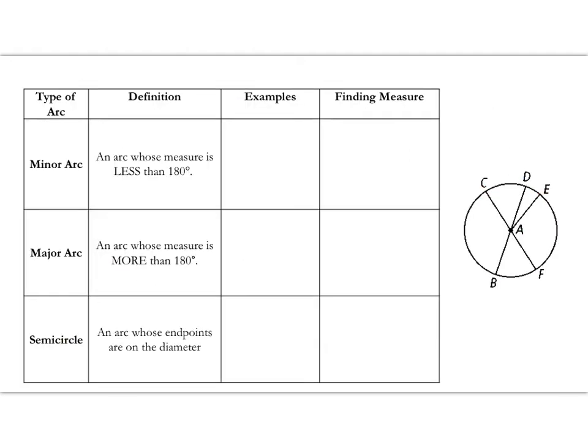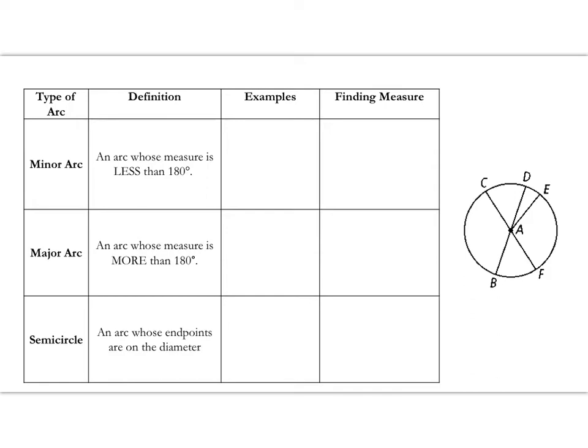Okay? So what we're talking about today is the different kinds of arcs you can find in a circle. An arc is that curvy part on the outside of the circle. So that green I just added to the picture, that's what we're considering an arc. There are three different types of arcs we're going to talk about. The first one is a minor arc.